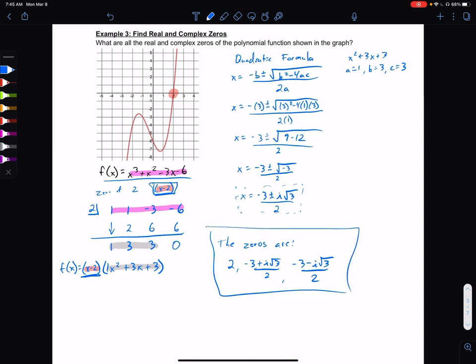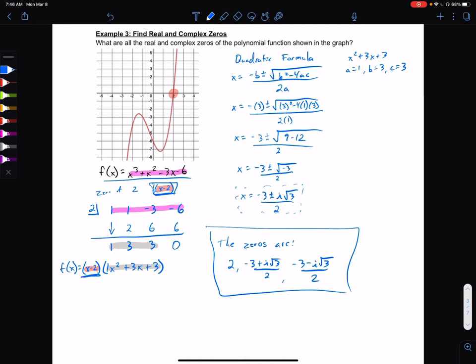So we have one real and two complex. We could see that from the graph, because it crosses the x-axis once, so we should have that one real solution. If you wrote your final answer with the two complex zeros combined with that plus or minus, it's not the worst thing in the world, but for now you only have 3 solutions, so you might as well write them out as each individual piece.